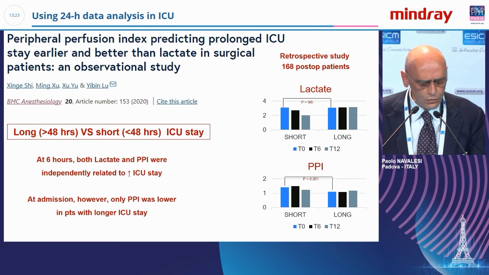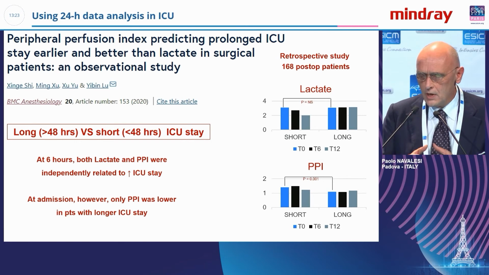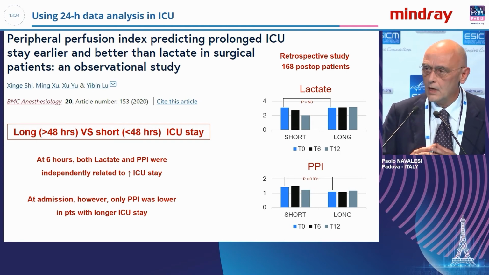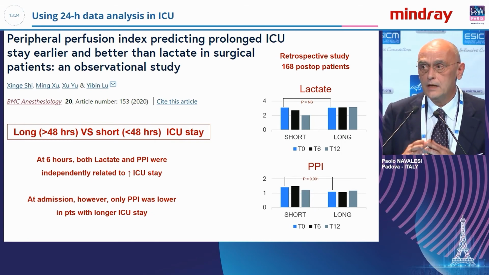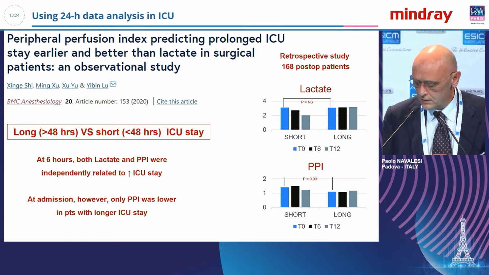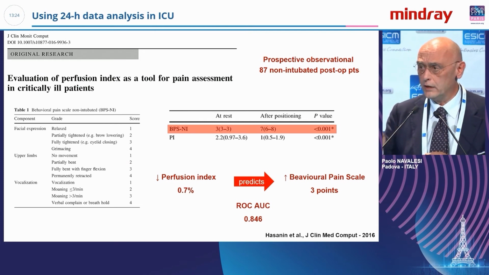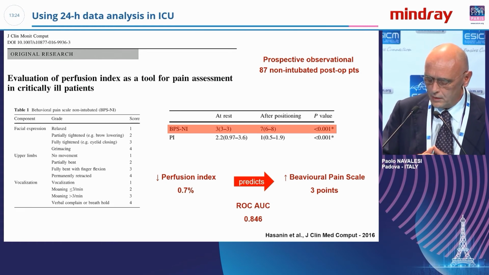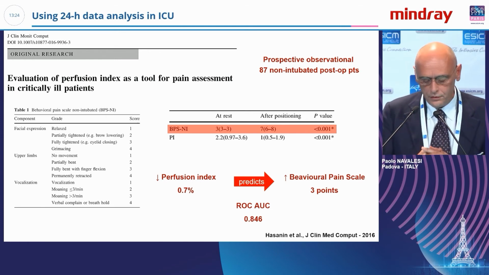However, only a couple of years ago, I was able to find a study which suggests a potential role, because in defining the risk of prolonged ICU stay, it was even faster than the measurement of lactate in recognizing patients at increased risk of prolonged ICU stay. Not only was the perfusion index able to predict an increase in the behavioral, I'm sorry, I missed an H in this slide, pain scale of 3 points.